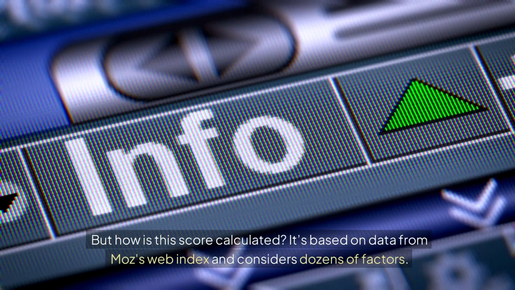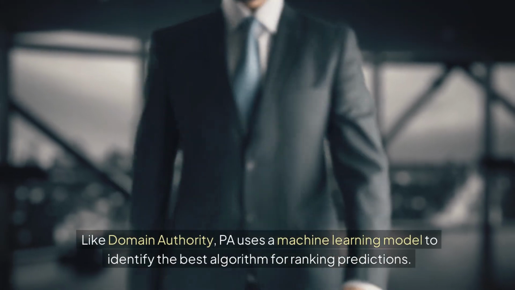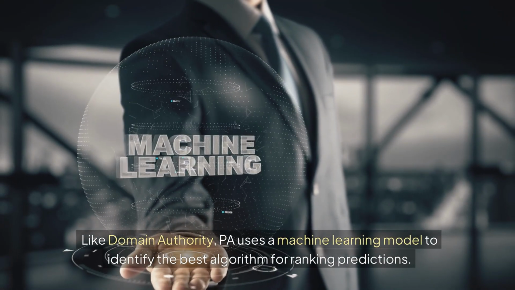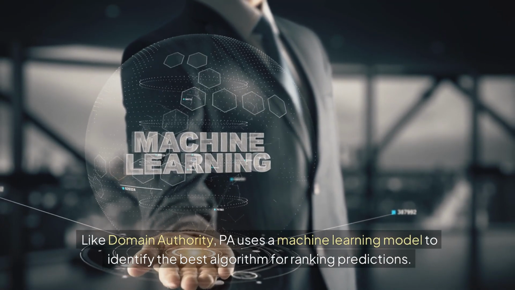But how is this score calculated? It's based on data from Moz's web index and considers dozens of factors. Like domain authority, PA uses a machine learning model to identify the best algorithm for ranking predictions.